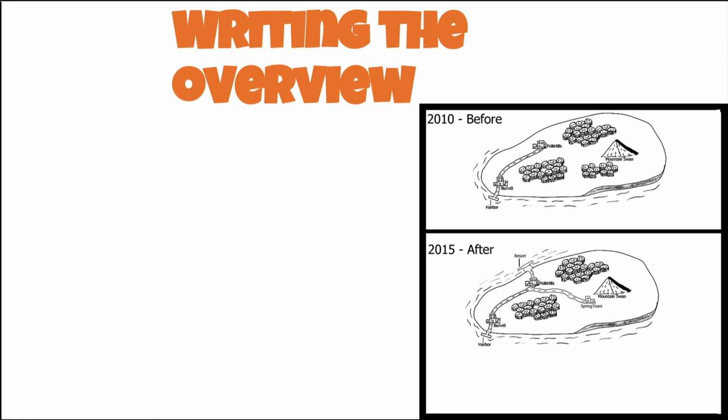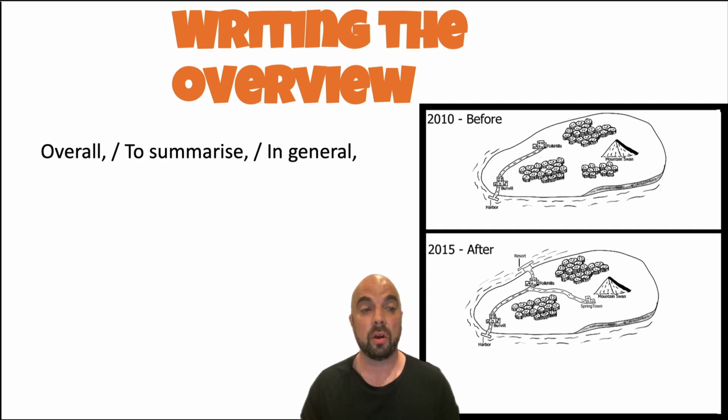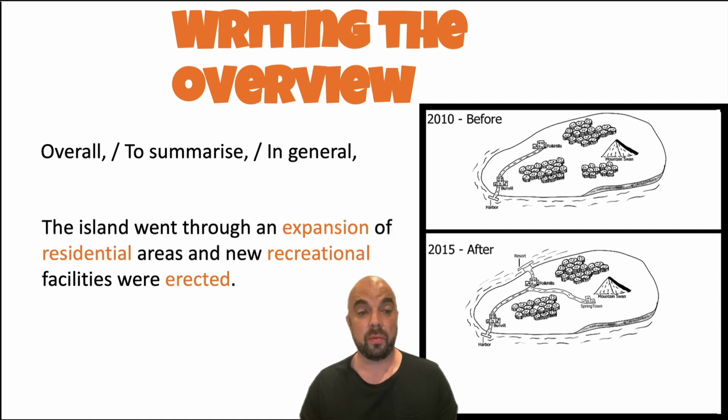Next, the overview, where we know that we need to write a summary of the changes or a summary of what's happened. The best way to stick to writing an overview and not going into too many specific details is to start off with the word overall, or you can use to summarize or even in general. So we can say the island went through an expansion of residential areas and new recreational facilities were erected. Okay, so we can see that there's a new town, Springtown, and there's a new resort. So the main thing there is that recreational facilities were erected.